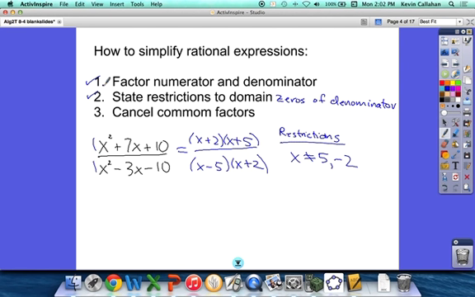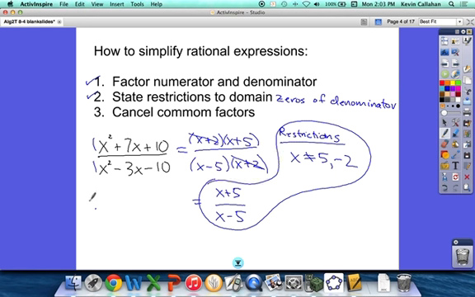Okay, now cancel the common factors, if there are any, from the numerator and denominator. What's the common factor? There's an x plus 2 in the numerator and denominator. So you cancel. And what's left is x plus 5 over x minus 5.